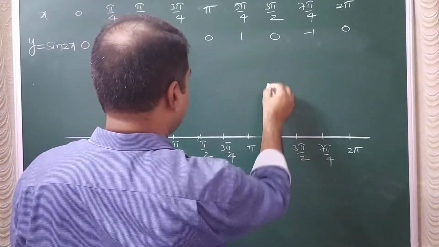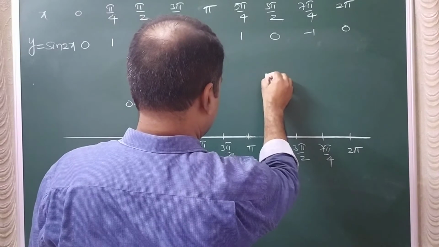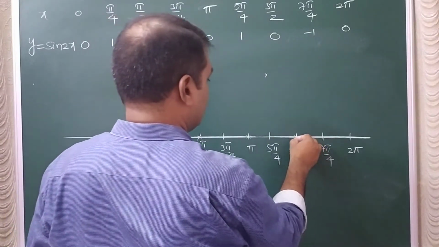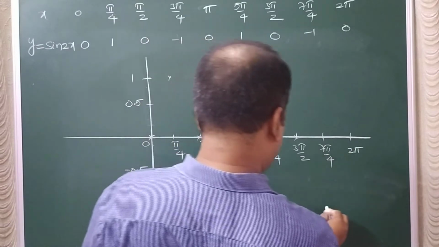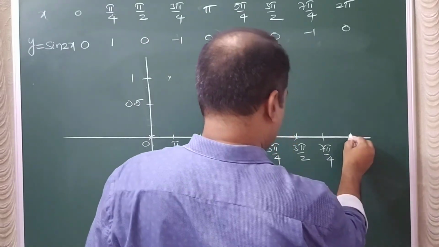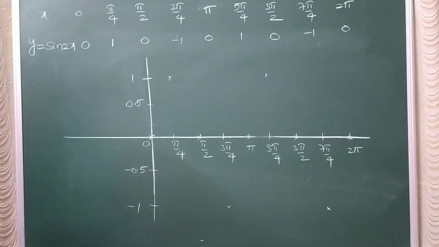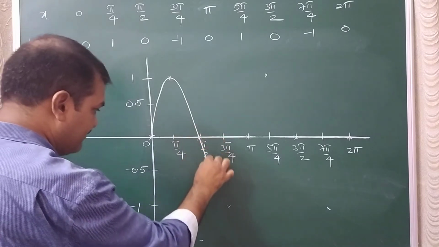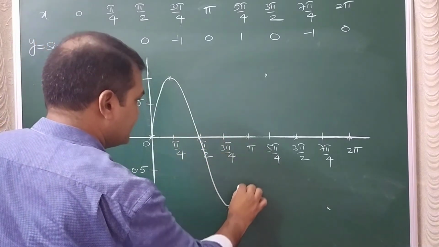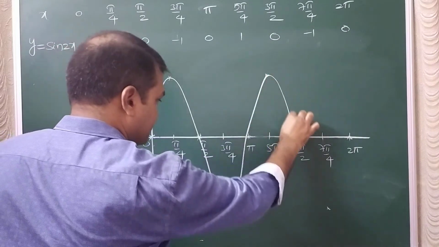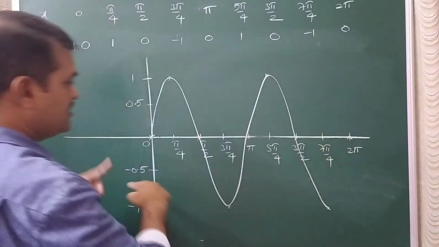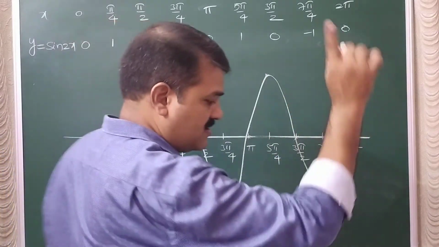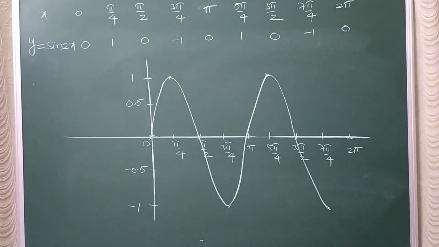For 5 pi by 4, it is 1 again. For 3 pi by 2, 0. 7 pi by 4, again you are getting minus 1. For 2 pi, you are getting 0. So if you join the points now, again you will get a wave shaped curve like this. Same. So it's the same shape which we got for sin x, we are getting for sin 2x also.